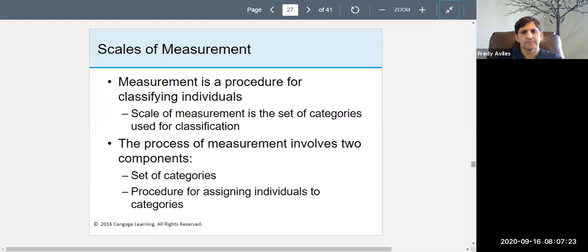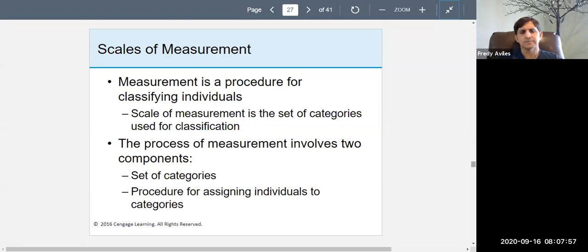Okay, so we talked about variables, and we said that there are things that vary, okay? Now we need to also think of a way to measure them, and we talked about operational definitions, right? And that's defining something in such a way that we can measure it. Well, there's different types of measurement procedures, and that's what we're going to talk about. So measurement is actually a procedure for classifying individuals. Measurement is a way to assign people to basically categories or assign numbers to people. That's measurement. Okay, you have to do that for your variables.